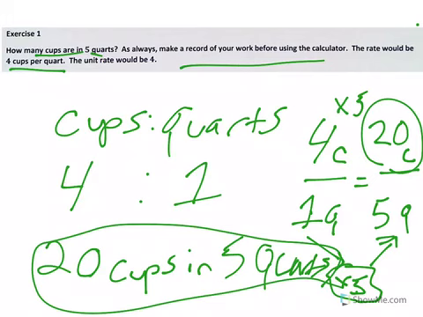I don't care which method you use. There's 2 viable methods. There's other viable methods as well, but those are the 2 that we've looked at. We'll talk about more in class, and we'll work on some more examples in class.